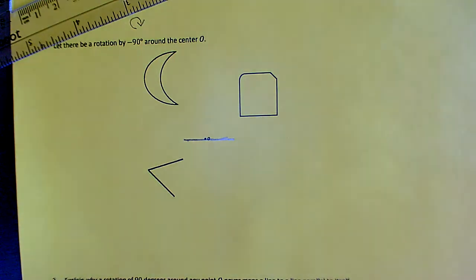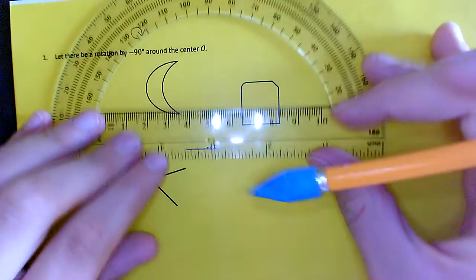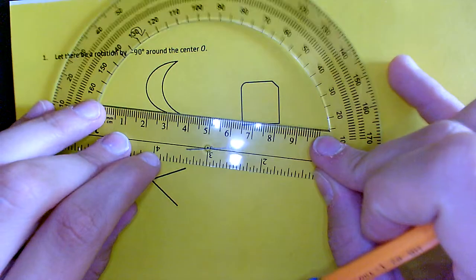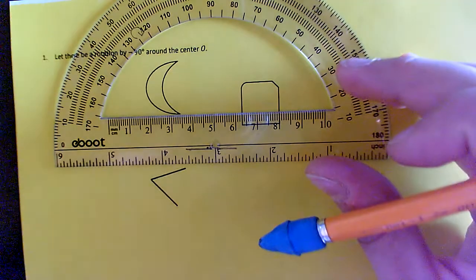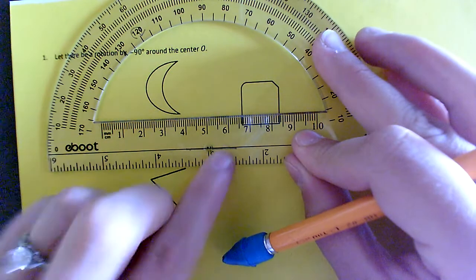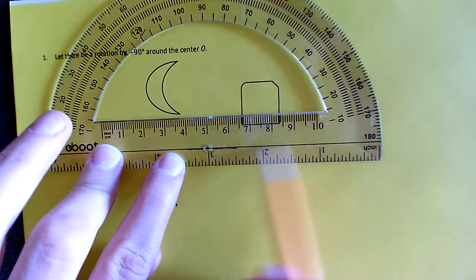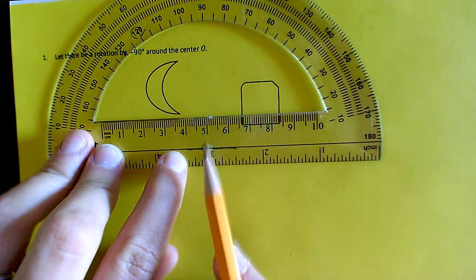Then we use our protractor and we create a mark. The reason that we have to have that line there is so we can line up our protractor on that line. Get rid of those lights so you can kind of see what I'm doing here. And we put center O in the middle of our protractor, and the line that we drew needs to line up with the line that's extended on your protractor.